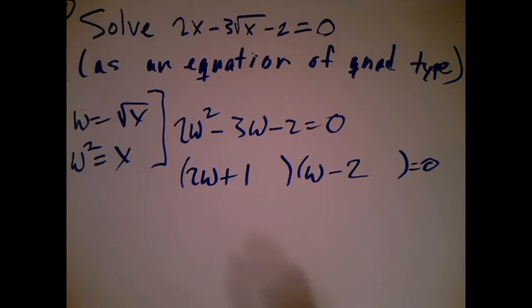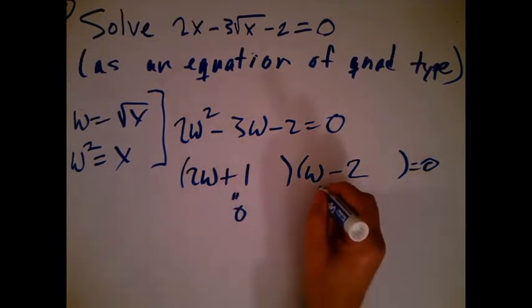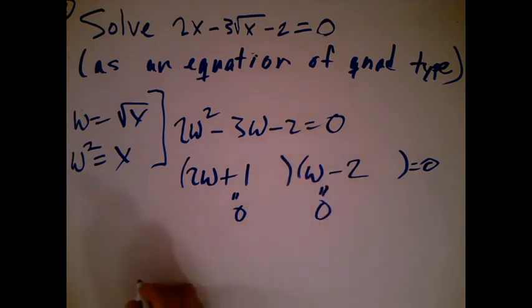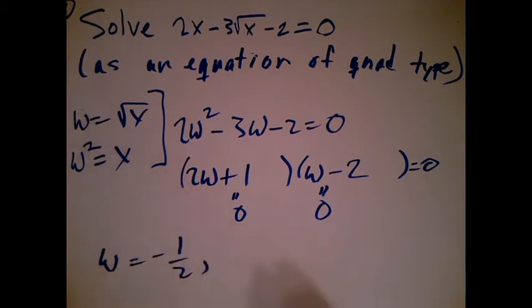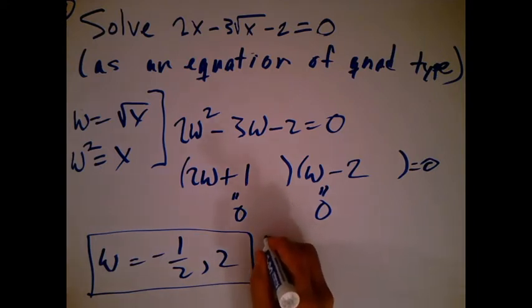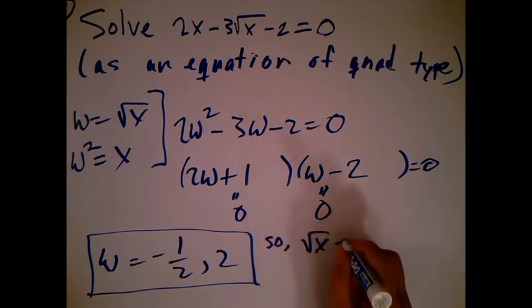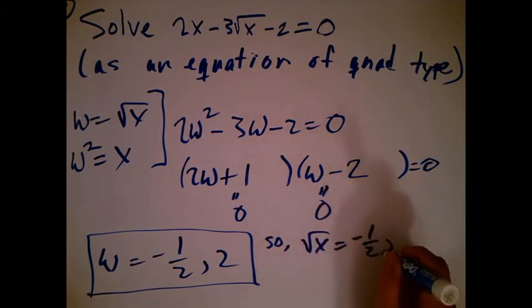Yay, right? Again, we're multiplying two things together to get 0. One of them has to be 0. So either w is equal to minus a half or w equals 2. So it looks like we have two answers. But remember, our original equation didn't have w's in it. It had x's. So I'm going to have to substitute back. So wherever I see a w in my box down here, I'm going to put square root x. So let's put this down. So square root x equals minus 1/2 or 2.